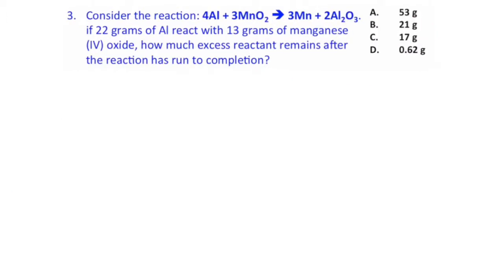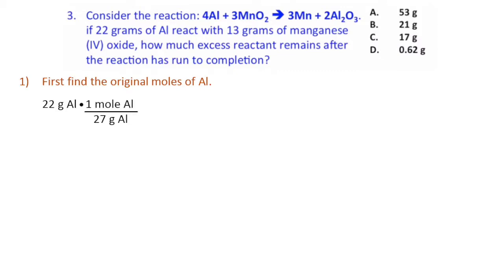Now I'm going to go over question 3. Unlike the other 2 questions, question 3 does not tell you which is the excess reactant, so we have to figure it out. So first, we find the original number of moles of aluminum. For 1 mole of aluminum, there's 27 grams, so we divide 22 grams of aluminum by 27 grams, and we should get 0.81 moles of aluminum.